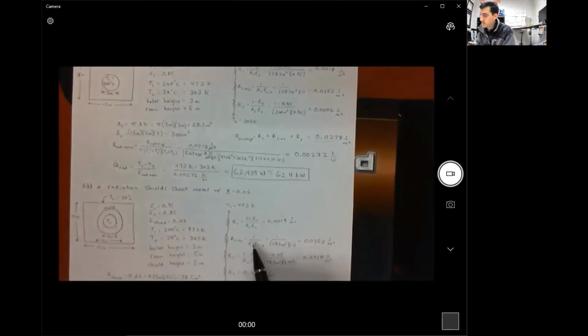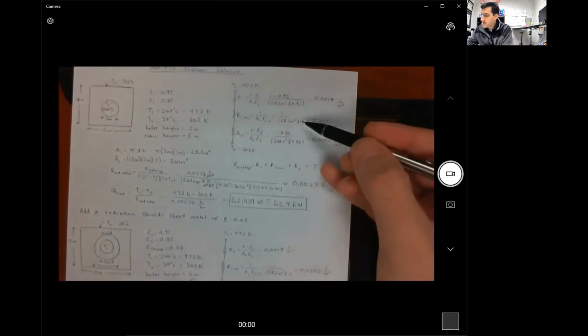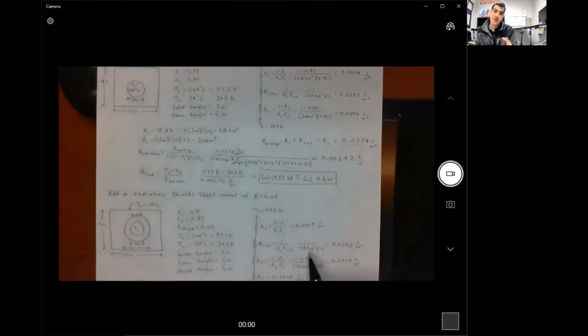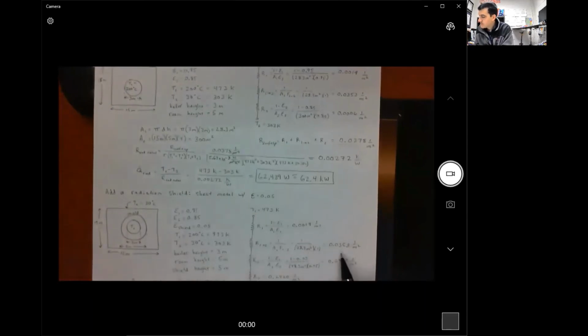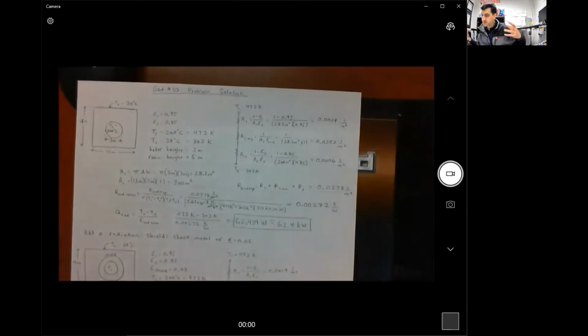Then we have our space resistance from the boiler walls to the shield, and this is very much identical to what we had up here because it doesn't matter what is enveloping the boiler walls. As long as they're completely surrounding the boiler walls, it's going to give us a view factor of 1. So we can plug in these numbers again. That's our area of the boiler walls, 28.3 meters squared. Once again, we're ignoring the top and bottom of the boiler. Our view factor is 1 because the shield is totally surrounding the boiler, so any radiation released by the boiler is going to make it to the shield. It has nowhere else to go. So that's why we have the same space resistance here that we did up here, 0.0353 1 over meter squared.